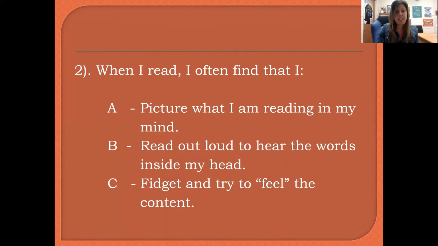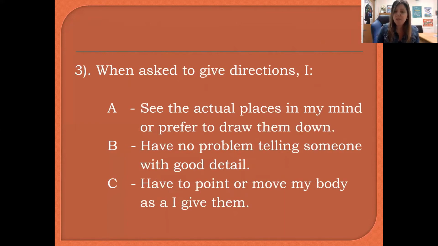Question number 3. When asked to give directions, I, A, see the actual places in my mind or prefer to draw them down, B, have no problem telling someone with good detail, or C, have to point or move my body as I give them the directions. Are you A, B, or C when giving someone directions?